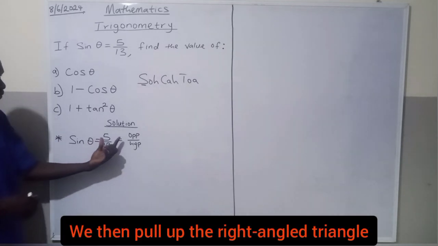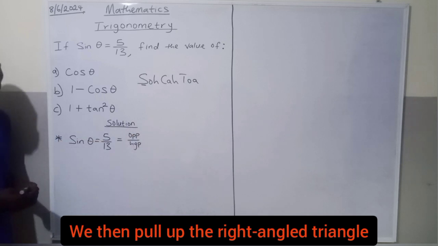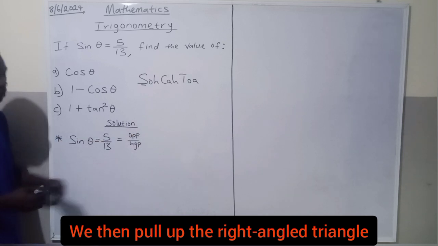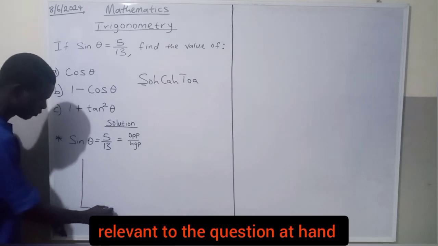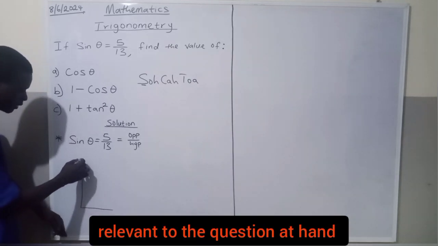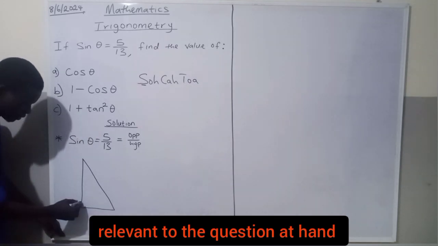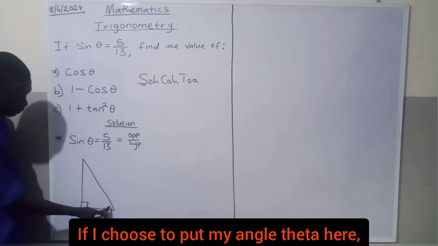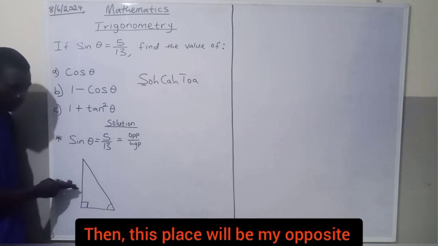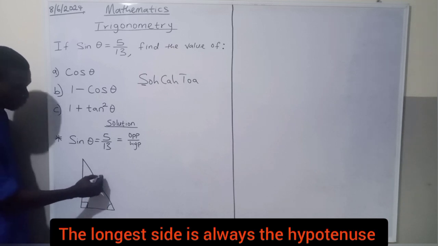Since we already know that 5 over 13 is opposite over hypotenuse, we'll bring up the right angle triangle that is peculiar to this question. So we'll have our right angle triangle here, and this is the sign for the right angle. If I put my angle theta here, then this place will be my opposite, while this place will be the adjacent. And of course, the longest side is always the hypotenuse.